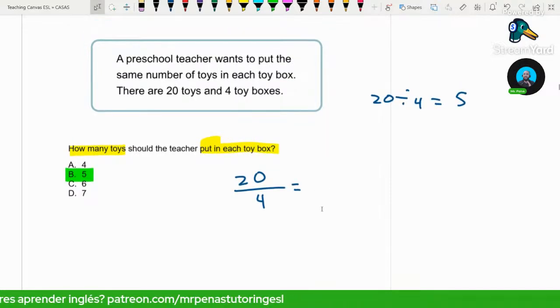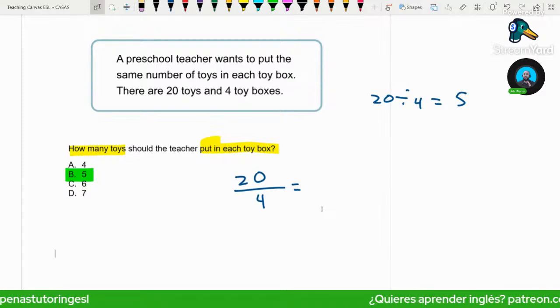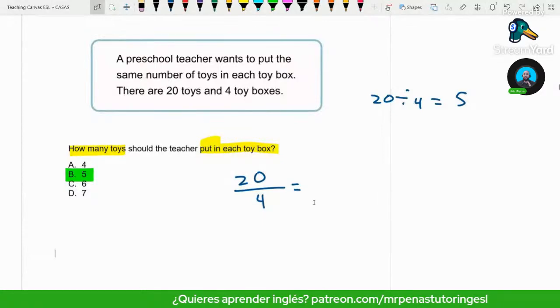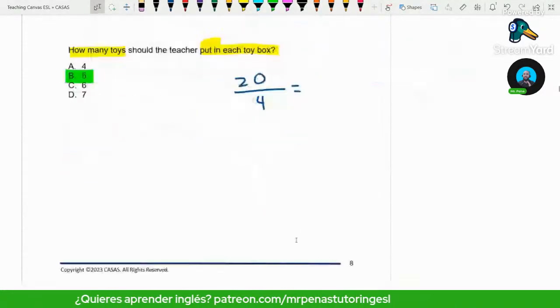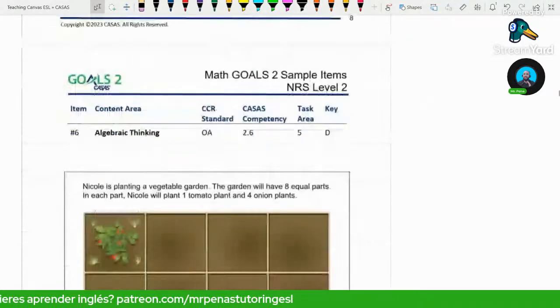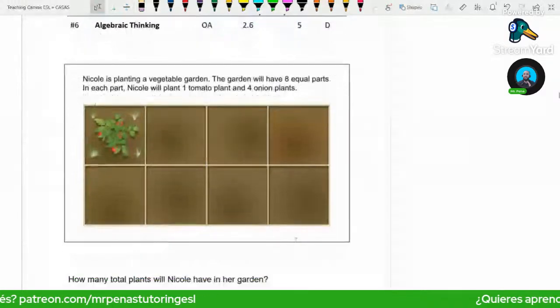Now, when we practice this, we are doing it numerically. We need to learn how to think in English and what they are asking us. Just a quick little tip. Here's the next question.